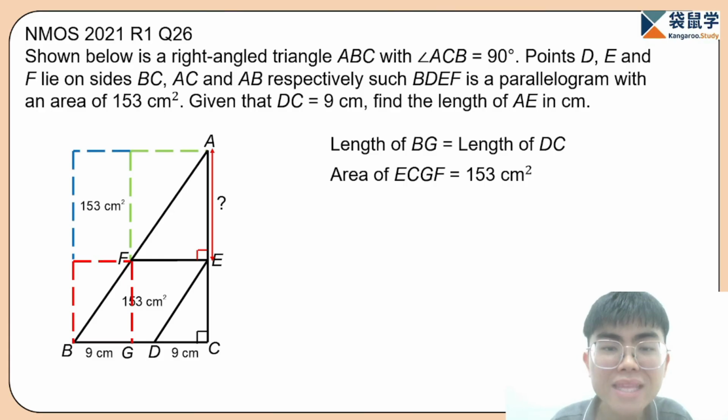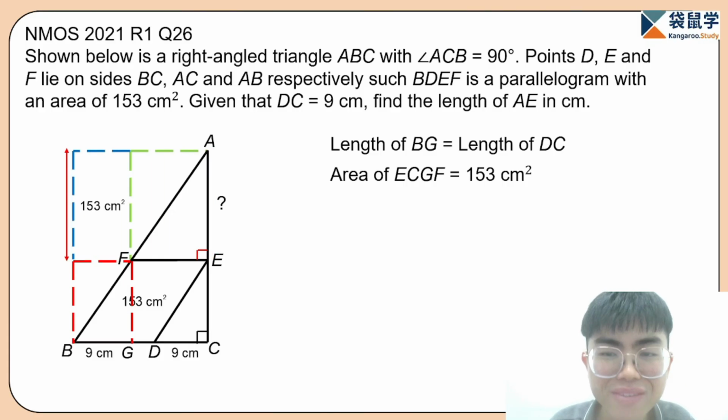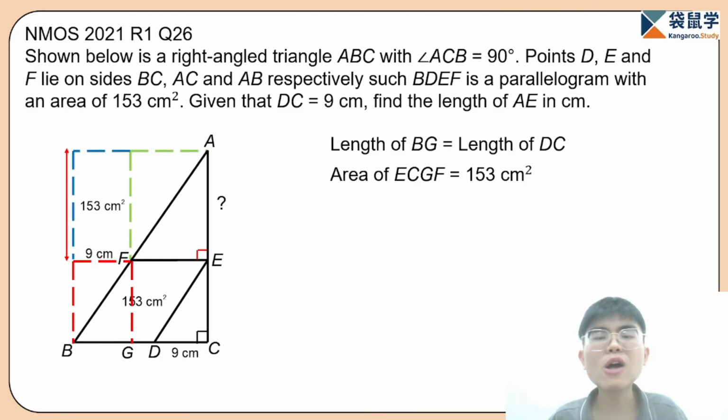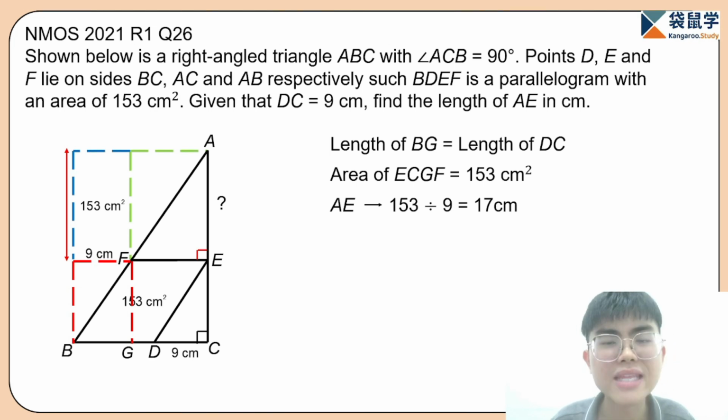So now we want to find the length of AE. It is just the length of the rectangle. And do we have the width of the rectangle? It is just the 9 centimeters. Now to find the length of AE, we just do 153 divided by 9 and we will get 17 centimeters, which is our final answer.